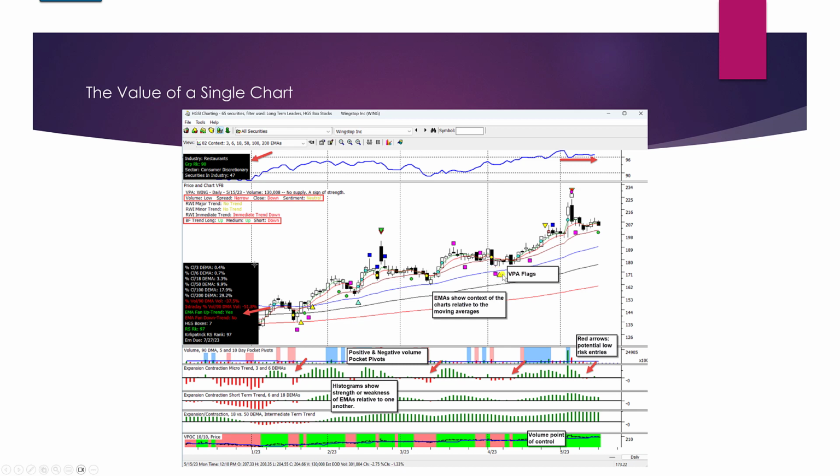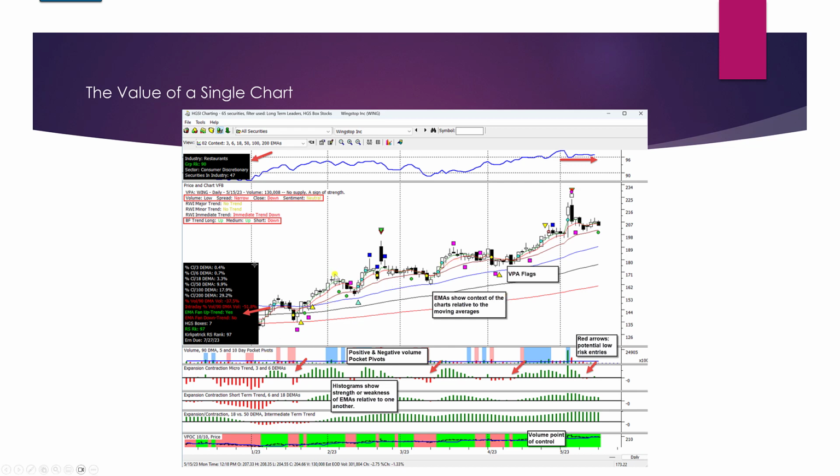And by the way, these are confirmed with VPA flags here. And then as the position is entered, if your stop's below here, you would not have been stopped out on that. So these are low risk entry points. They're not all going to work out, but your risk is going to be limited because you know where the risk is, the setup risk is.